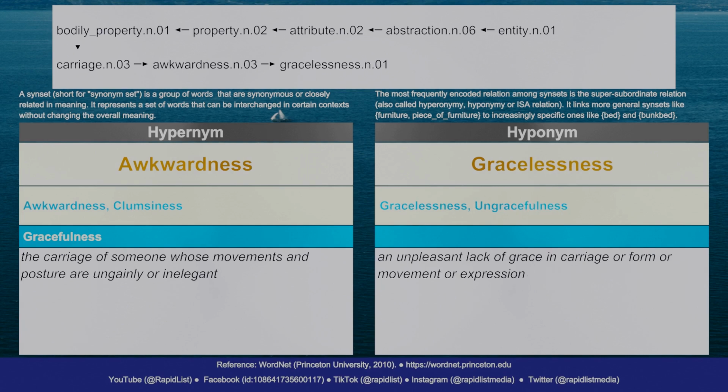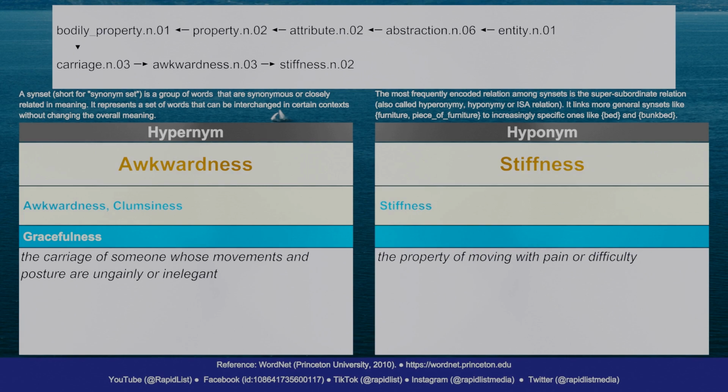Gracelessness. An unpleasant lack of grace in carriage or form or movement or expression. Stiffness. The property of moving with pain or difficulty. He awoke with a painful stiffness in his neck.